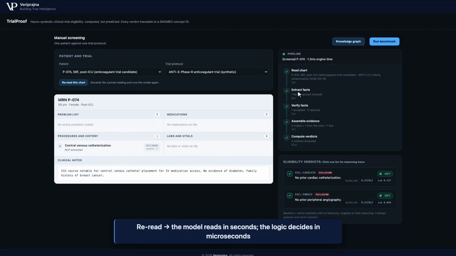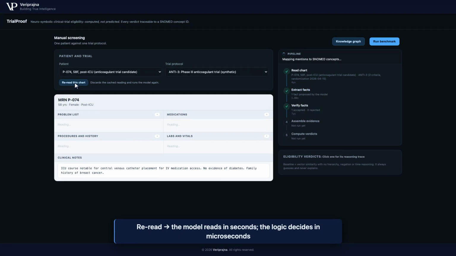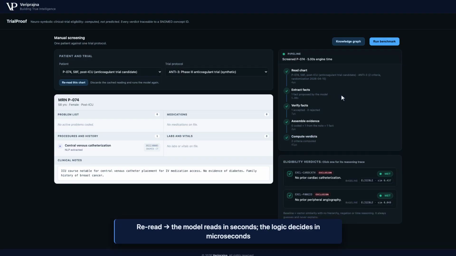And this is not a canned result. Reread the chart and the language model reads the note again live. It takes a few seconds. Then every reasoning step after it, verification, assembly, and the final verdicts, finishes in microseconds. The slow part is reading. The decision is instant, and it is deterministic.